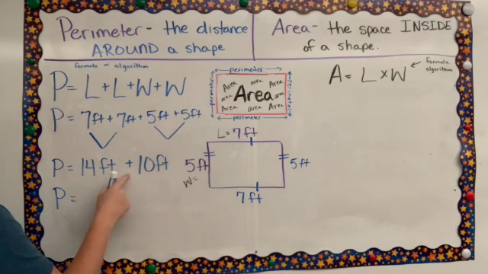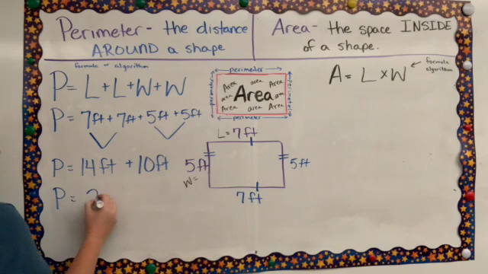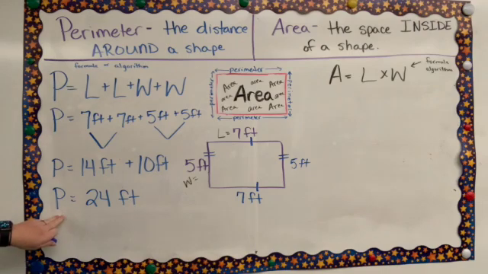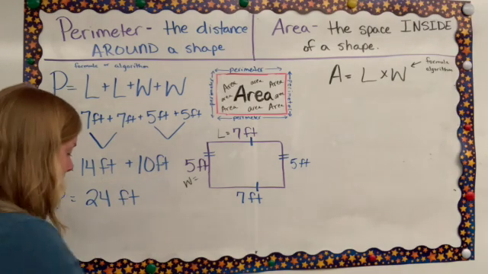Perimeter equals 14 plus 10. You should be able to do this in your head. 14 plus 10 is? Love it. 24 feet. So my perimeter in this one is 24 feet. Let's move over and do the area.